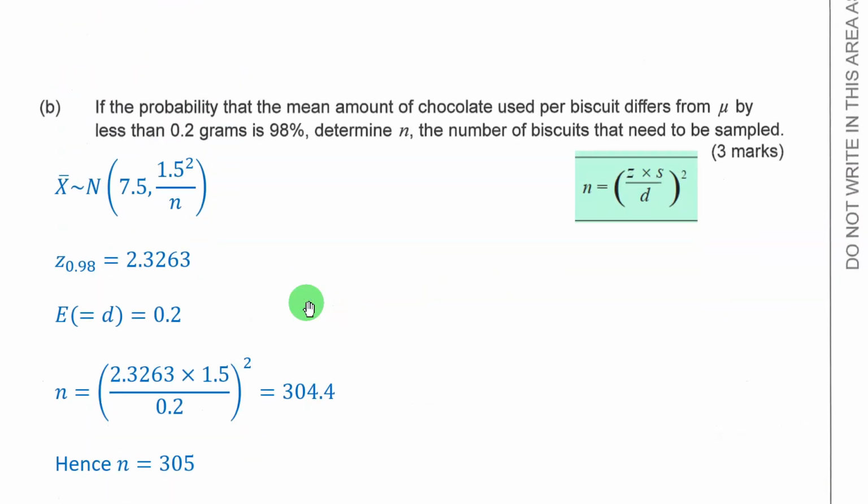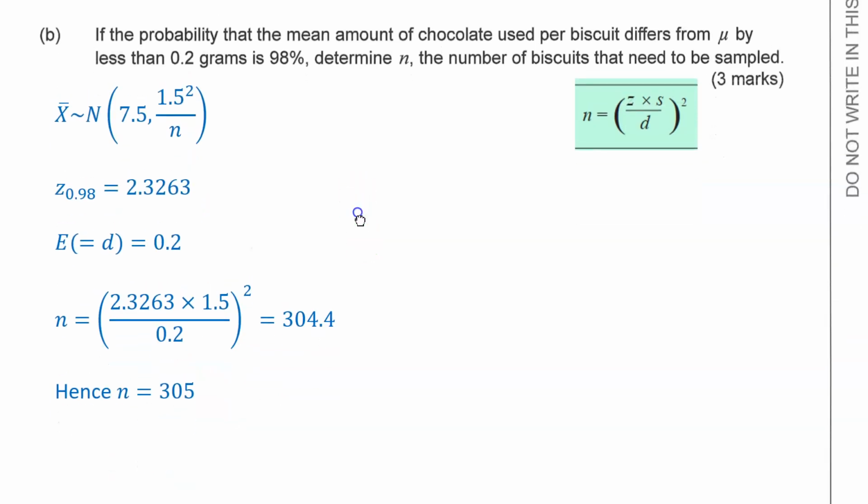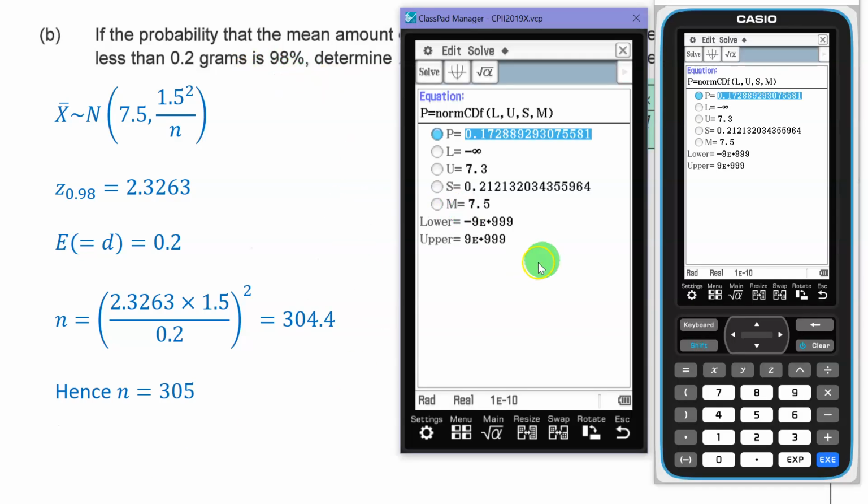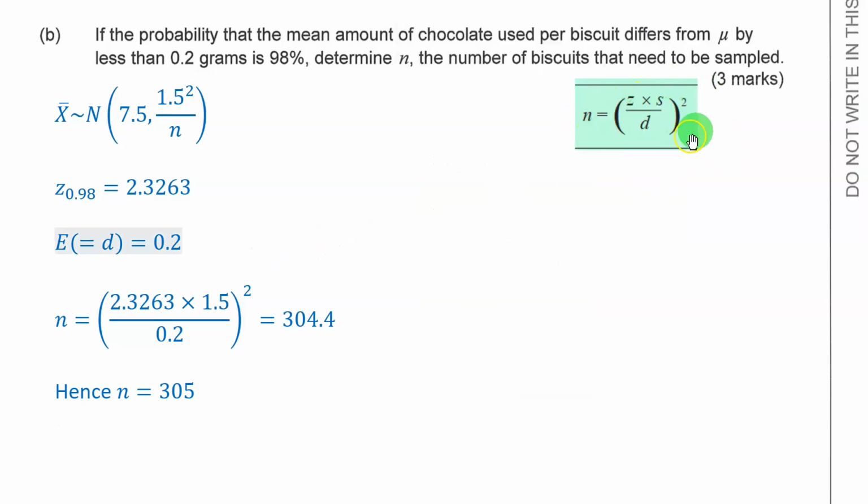Then when we scroll down to part B: the probability that the mean amount of chocolate used per biscuit differs from the mean by less than 0.2 grams is 98%. How many? Okay, so we're taking a sample here and we've got to work out the sample size so that the margin of error is less than 0.2 of a gram at the 98% level. Again, the calculator will help us out here. On the formula sheet is the formula for the sample size.